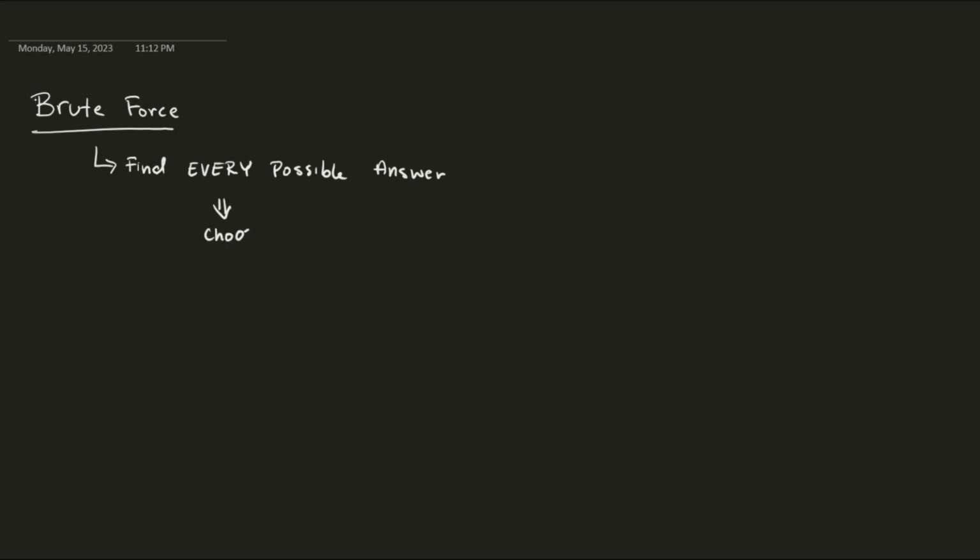So let's get started. In our first technique, the most basic of them, what is called brute force. This is generally used when we cannot find a better solution. In the brute force solution, what we do is find every possible answer, and then we choose our correct one.